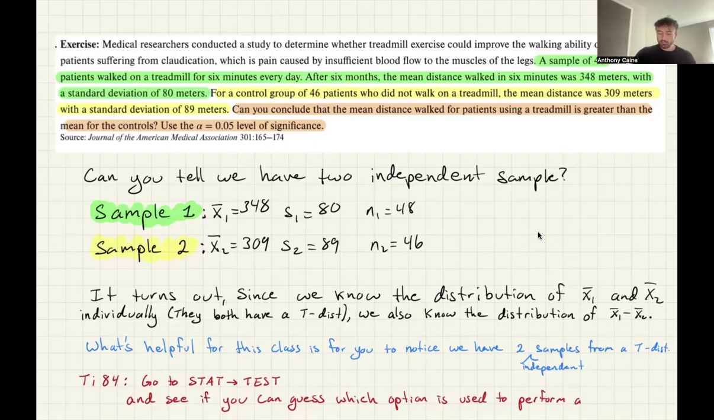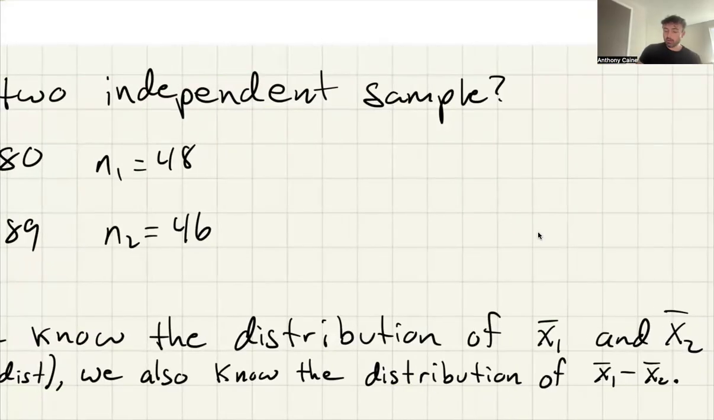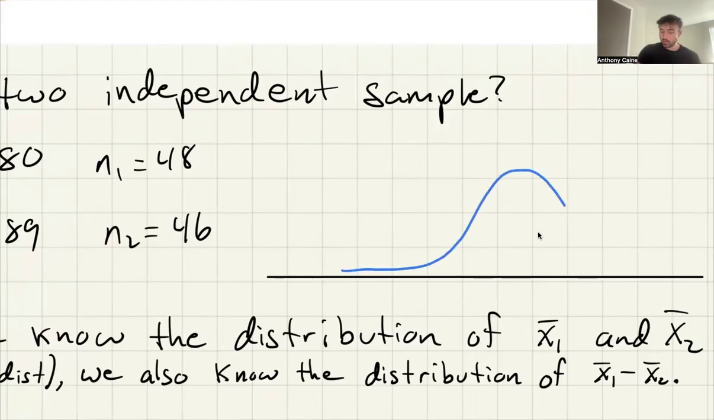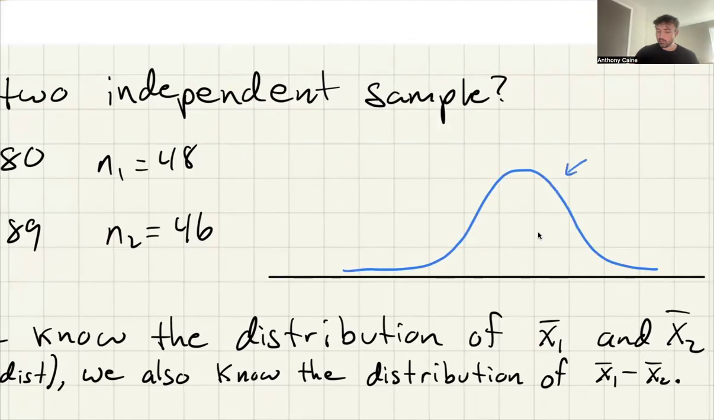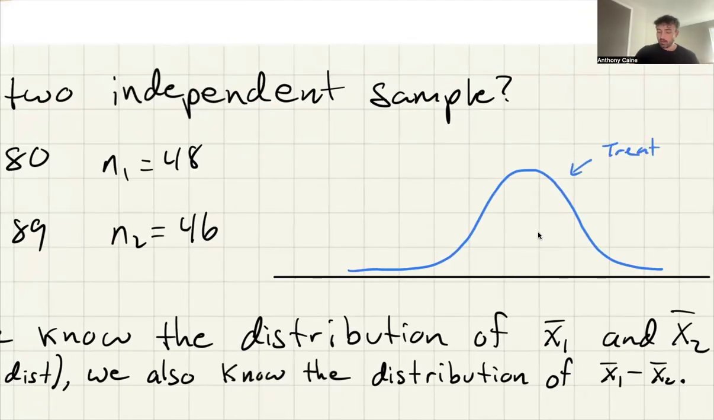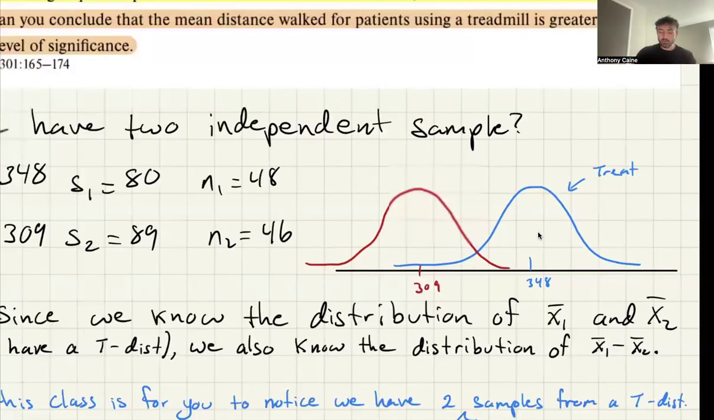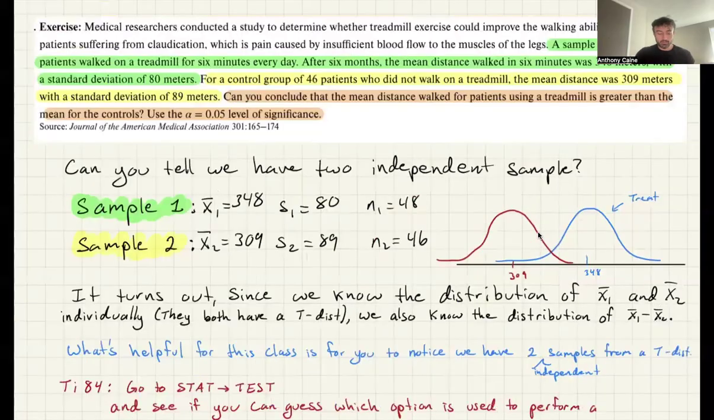So this is the whole idea, right? If I were to draw a picture of what's happening, we have this population that did some walking. This was the treatment group, and their mean is up here at 348. Then we have this control group, and their mean is down here at 309. I drew two different curves because the idea is, are these two different curves? We don't know for sure, but we can start to quantify it.